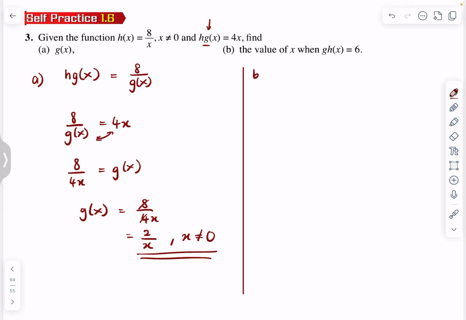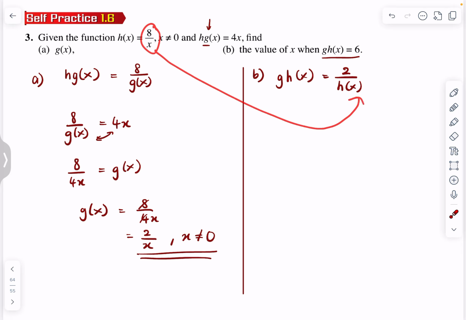Okay, B. The value of x when g(h(x)) is 6. Okay, so let's find out what is g(h(x)). So we know g(x) is 2 over x. g(y) would be 2 over y. So g(h(x)) will be 2 over h(x). Then we know h(x) is this, so we put this inside here. So 2 over 8 over x.